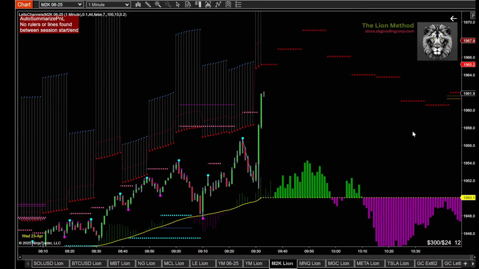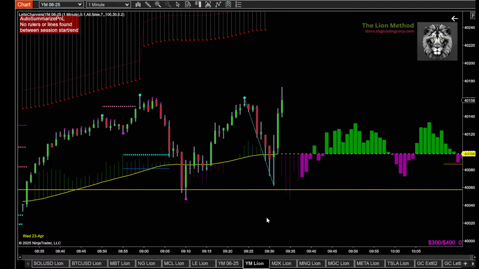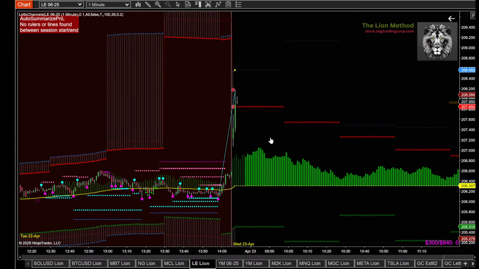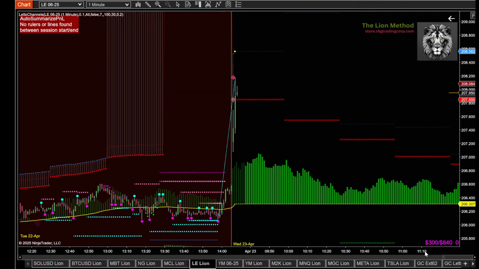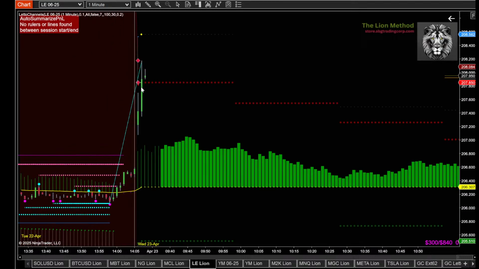Okay, the Russell, the M2K instrument, we have to get up here to get overbought. The YM Dow is not overbought or oversold yet. Live cattle opened up, and look at that, we are now overbought. So this could be an interesting setup. We're going to look for a sell dot in live cattle.